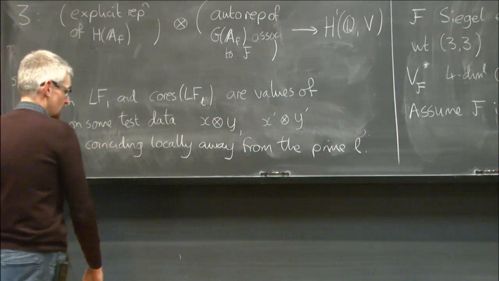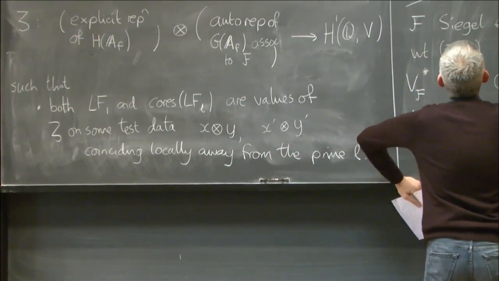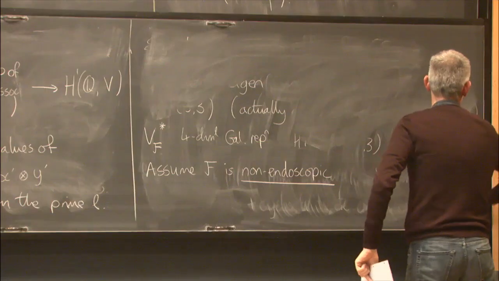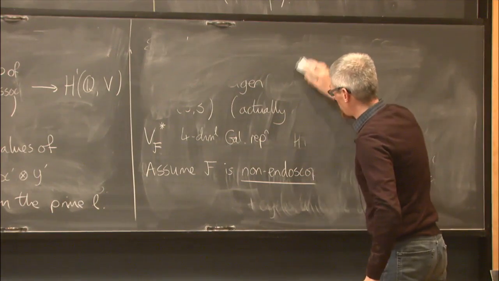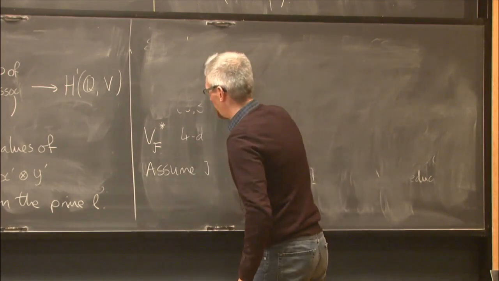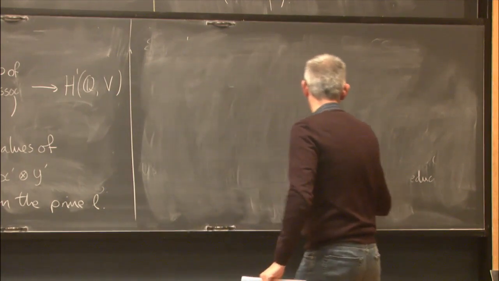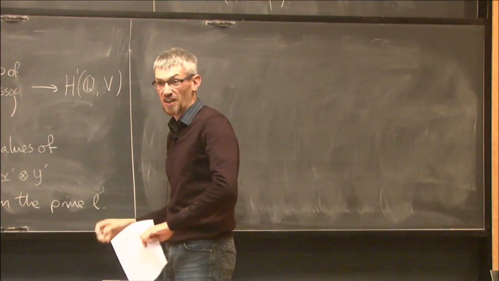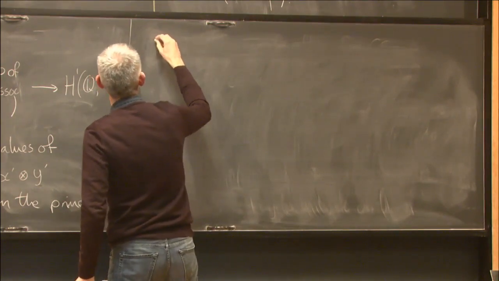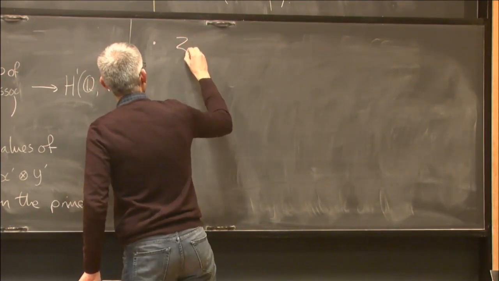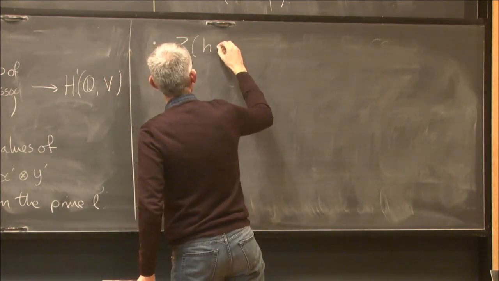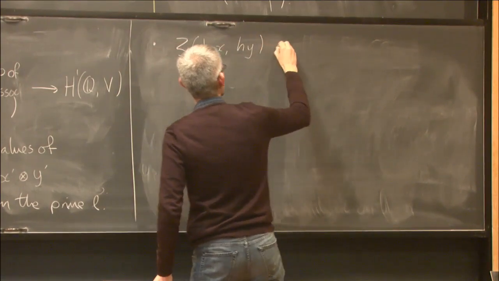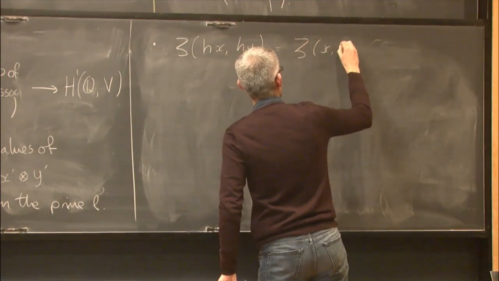And the other key point is that this Z has an equivariance property. Essentially, if you take some cohomology class on the Shimura variety for H, you can either translate it on H and push it forward, or you can push it forward and translate it. And if you're translating by something in H, those things agree. So what that translates to is that Z of hx tensor hy equals Z of x tensor y.